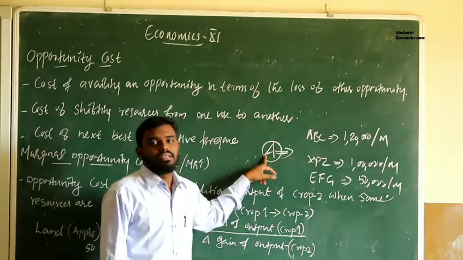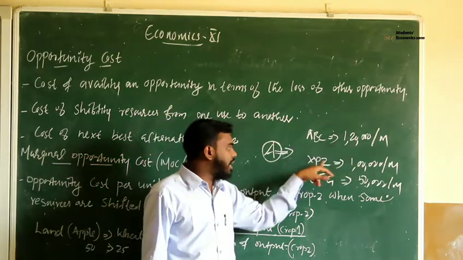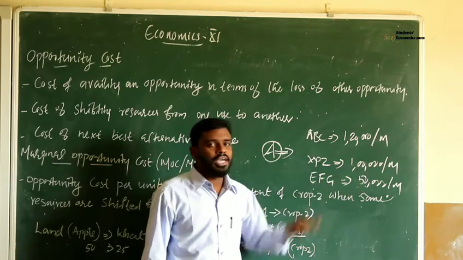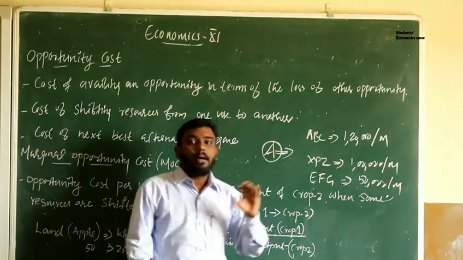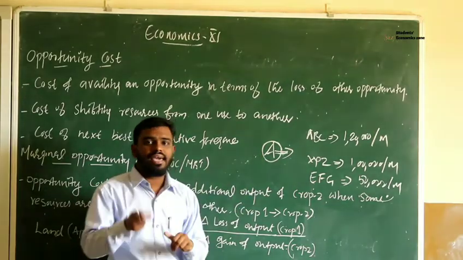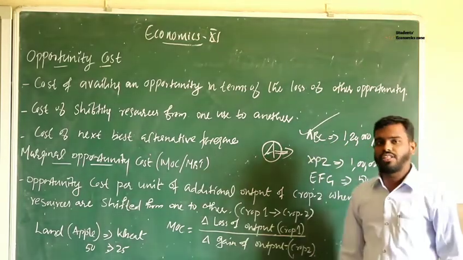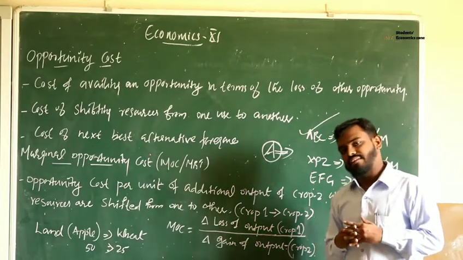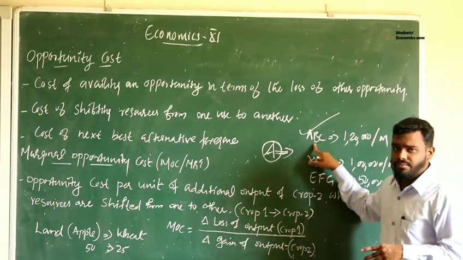He qualified the CA course, and company ABC offered him 1,20,000, company XYZ offered him 1,00,000, and company EFG offered him 50,000. So what will be the best opportunity in front of this student A? That is company ABC, at 1,20,000, because that company is providing the higher salary. So definitely he will choose company ABC.